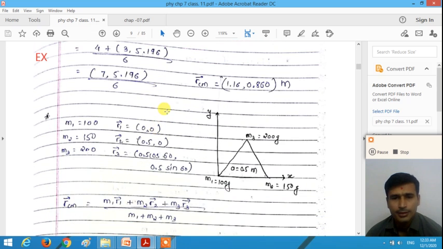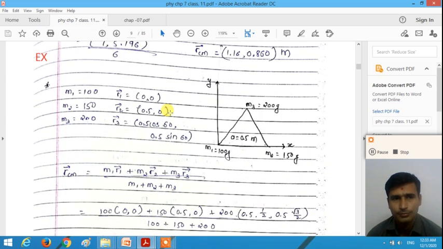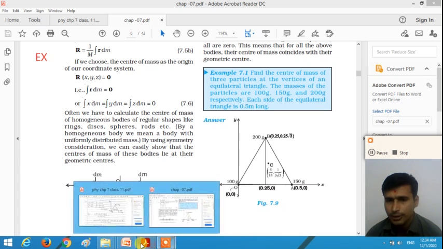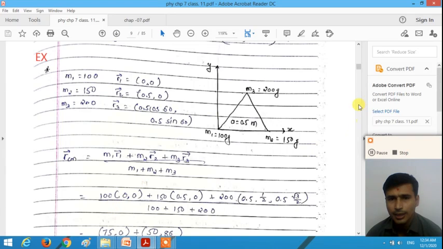The same example is given in your textbook, example number 7.1. Find the center of mass of the three particles at the vertices of an equilateral triangle. The masses of the particles are 100 gram, 150 gram and 200 gram. Each side of the equilateral triangle is 0.5 meter long. You have to solve this similar example by yourself. Take mass m1 as 100 gram, m2 as 150 gram, m3 as 200 gram, and the side of the equilateral triangle as 0.5 meter.